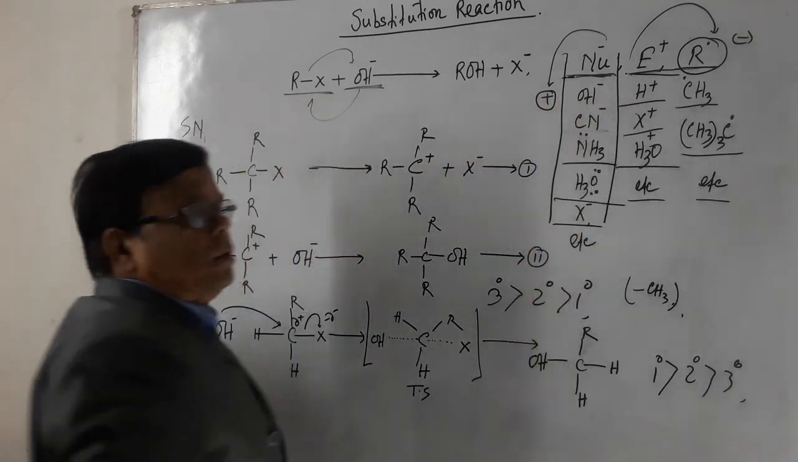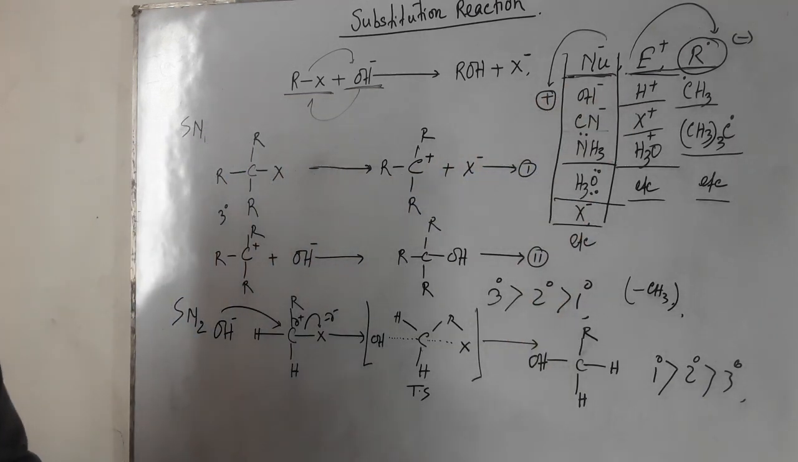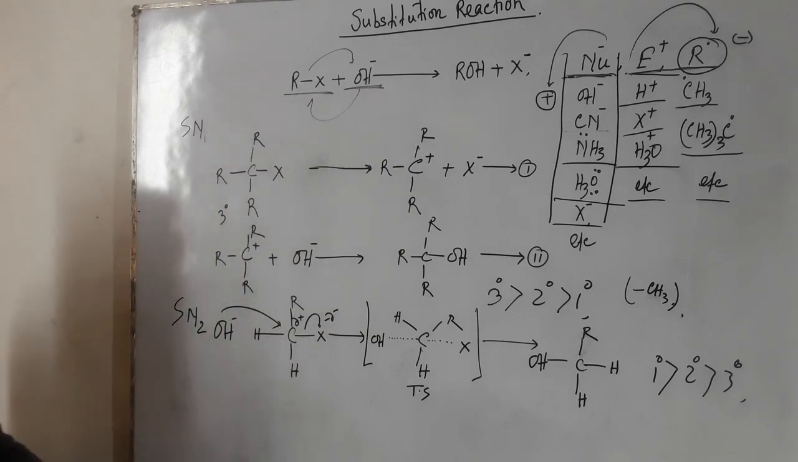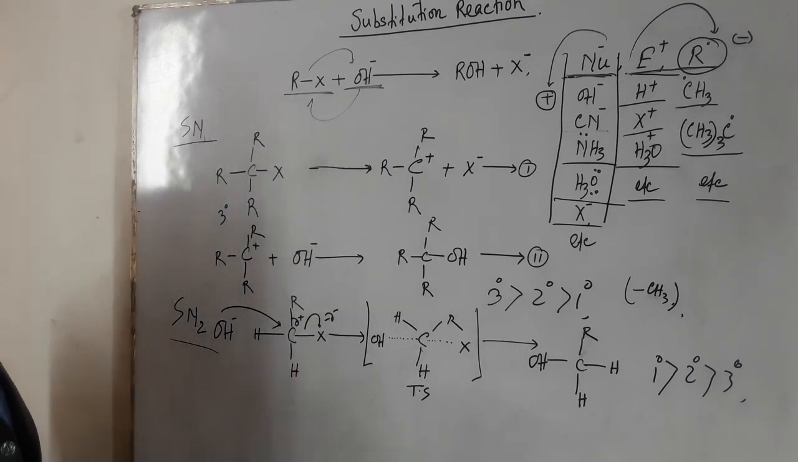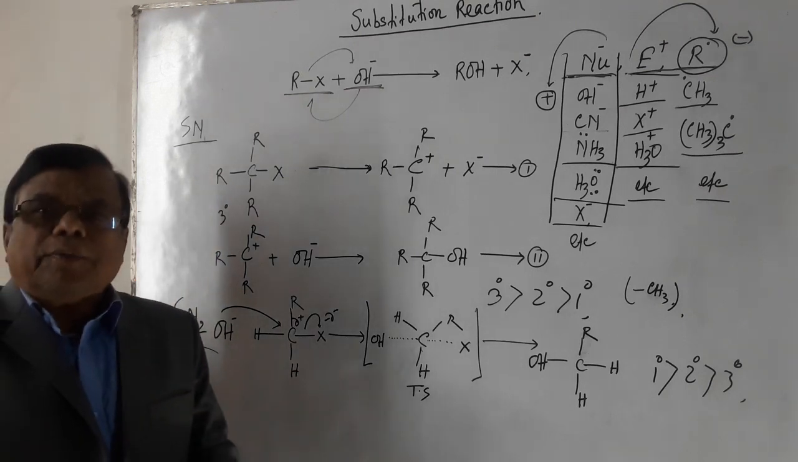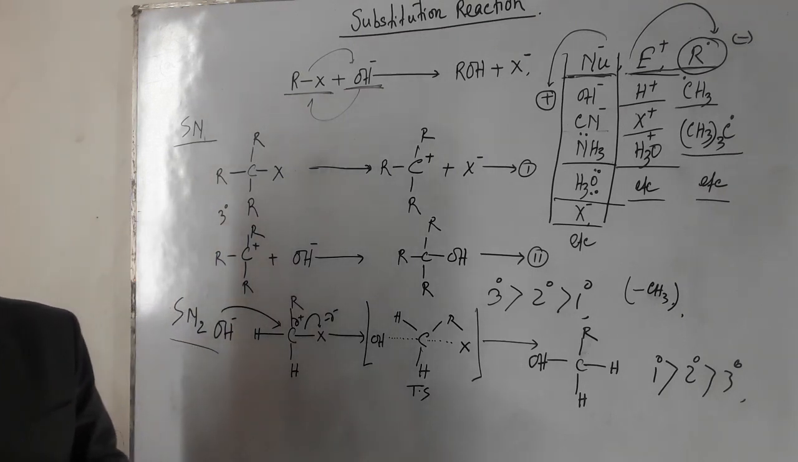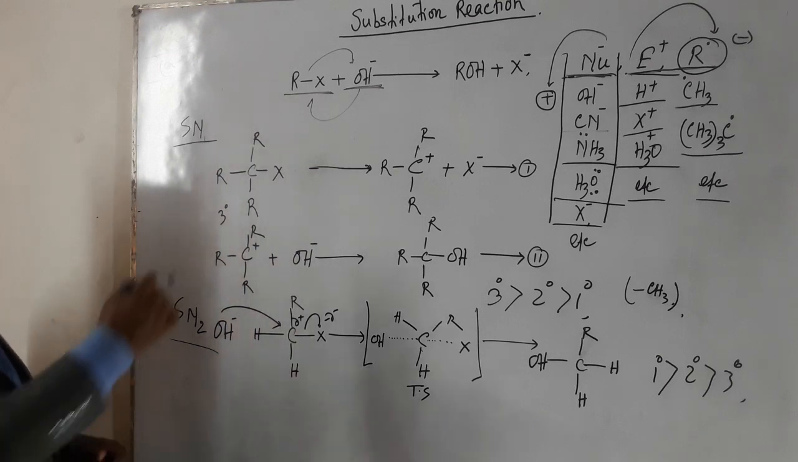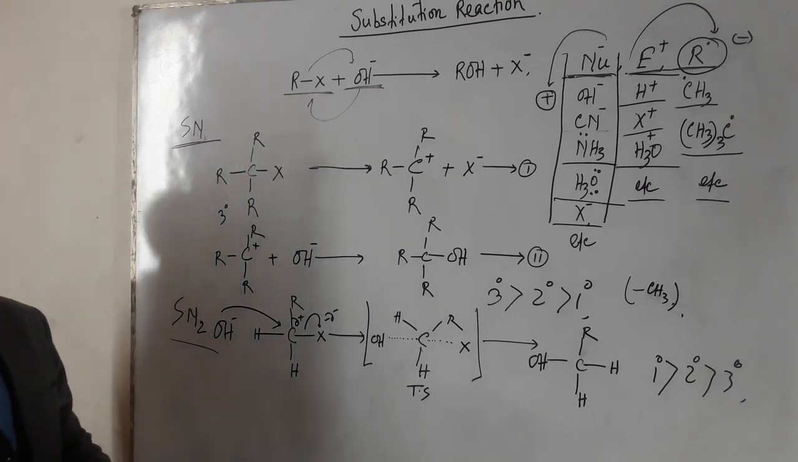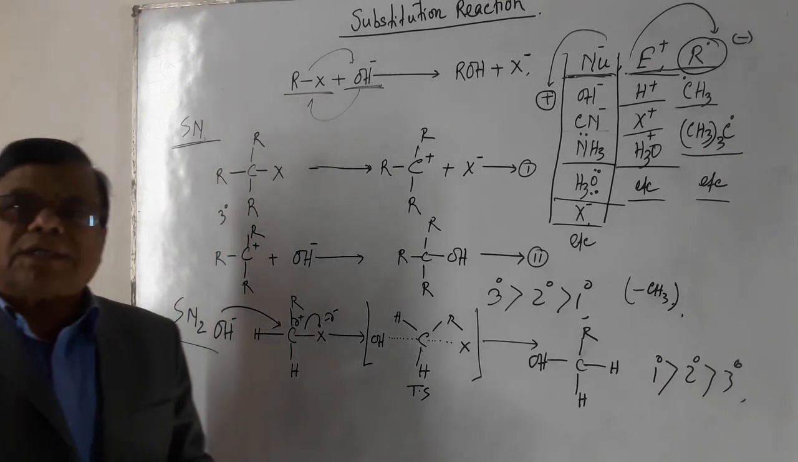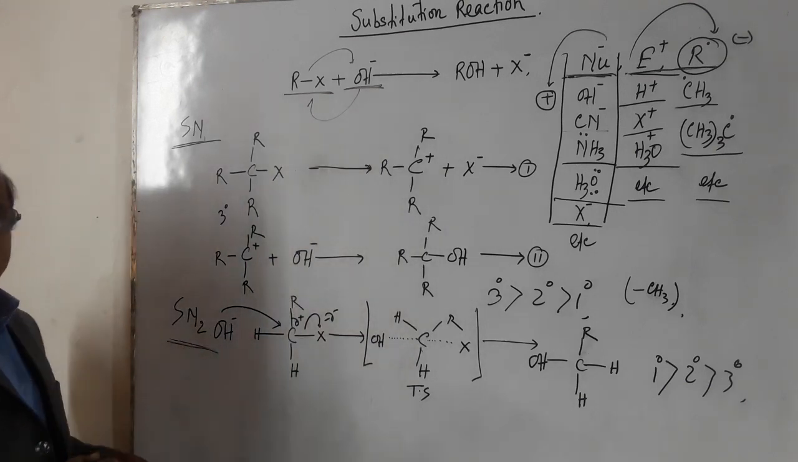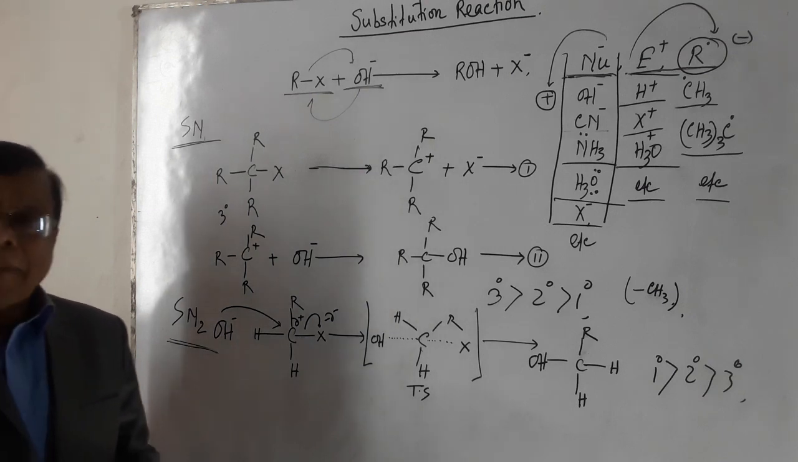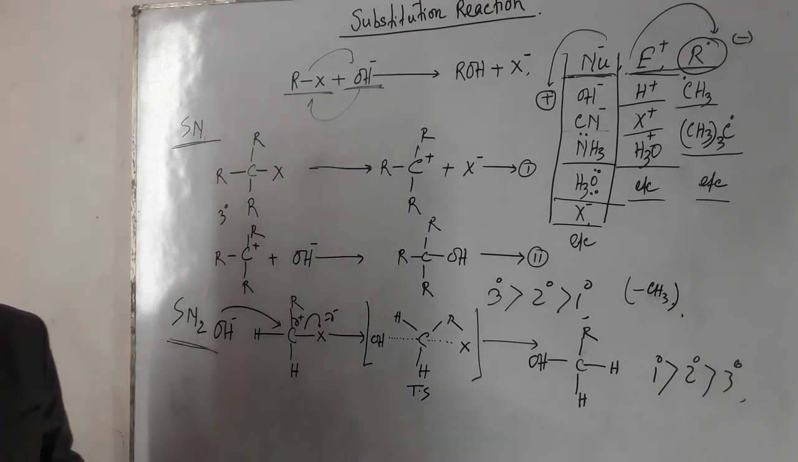Nucleophilic substitution has two types. One is Sn1 and another is Sn2. Sn1 means unimolecular nucleophilic substitution reaction. Sn2 means bimolecular nucleophilic substitution reaction.